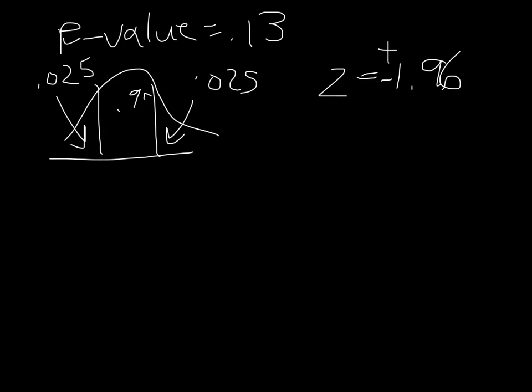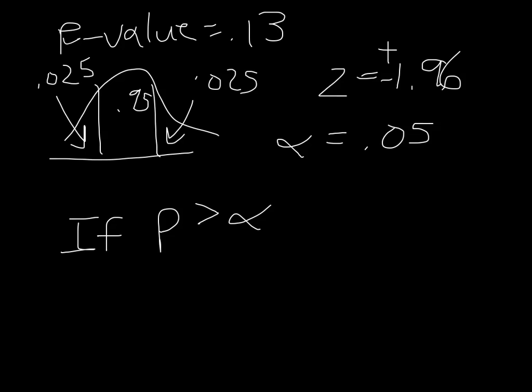So if that's the case, my alpha level is 0.05. It's the area that's outside of my middle part. Okay? So a significance level of 0.05 is equivalent to the 95% confidence level. So here's the key. If your p-value is greater than alpha, you do not reject H naught.